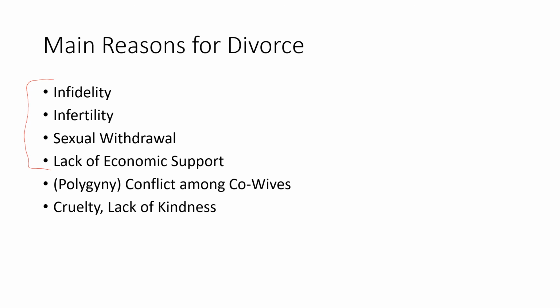So conflict in relationships. Most conflict in relationships comes down to these four things right here. It's not always, but it could be money. A lot of people have issues with money, that lack of economic support. A lot of people have issues with sex, sexual withdrawal. People who want to have kids who have trouble having kids, that's that infertility. And then anytime sexual infidelity occurs and is caught, that has a very high likelihood of leading to divorce. So all of these main ones come from evolutionary reasons.